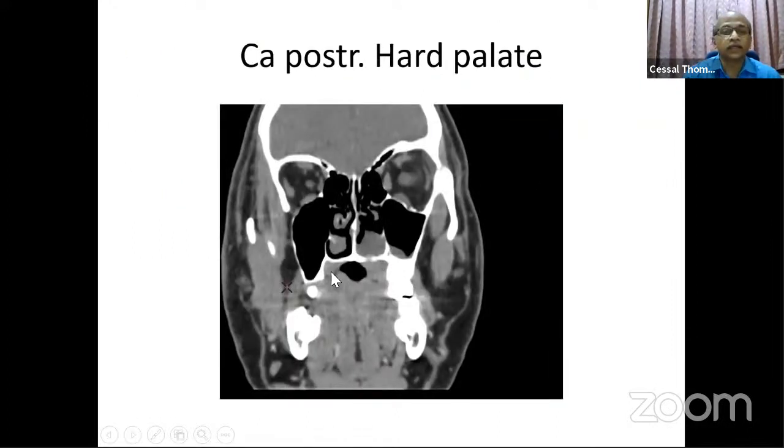And here, this is the hard palate, and here you can see an enhancing mass, and this mass is producing destruction or dehiscence in the hard palate, and it is extending to the nasal cavity. So this is hard palate lesion.